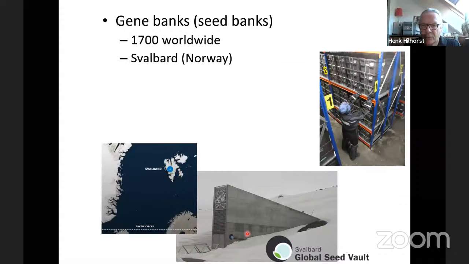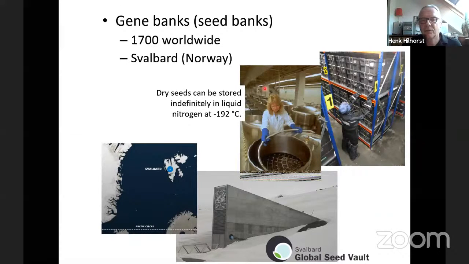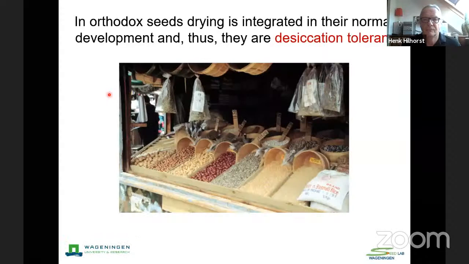This is the global seed vault, which has been in the news for a long time. Here you see the inside of a seed bank where seeds are stored under very controlled conditions: low relative humidity, low temperature. And here, this is a seed storage facility in Fort Collins in the United States where seeds are stored in liquid nitrogen at very low temperatures. Under such conditions, the seeds are not notably aging at all, so they can be stored indefinitely.